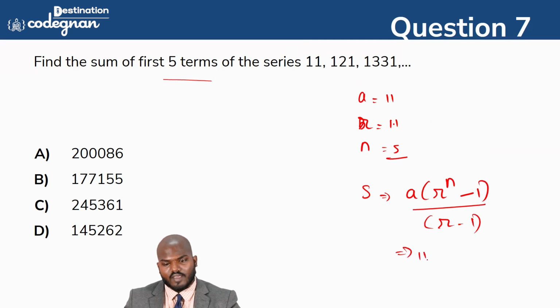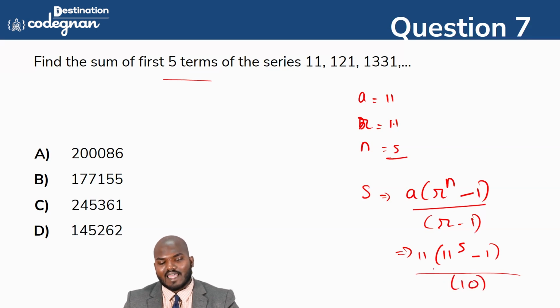So A is equal to what? 11. And R is equal to what? 11. N is equal to what? 5. So R minus 1 gives the value 10. This is what you just want to do here. 11 power 5 is equal to what? It's a very big term, right? So then we have to use the calculator over here. That is a very important thing.